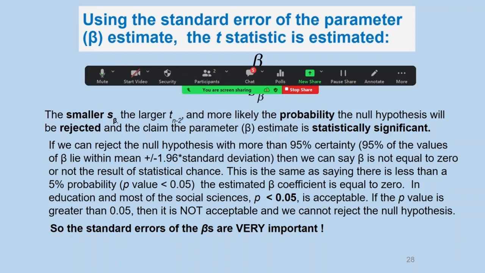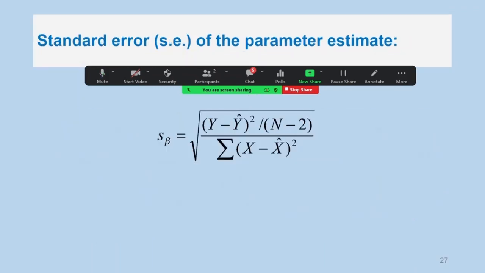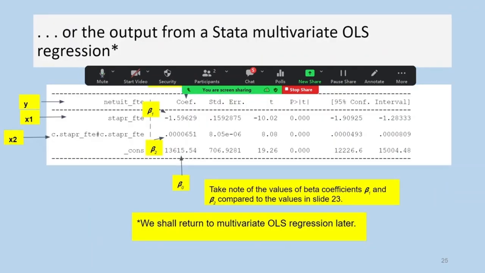If the p-value is greater than 0.05, then it's not acceptable and we cannot reject the null hypothesis. That's why standard errors are very important. The standard errors and the betas are very important. So what are those? These things here. That's the standard error. The higher the standard error, the lower the t-value. This should tell you something with regard to the probability of rejection.